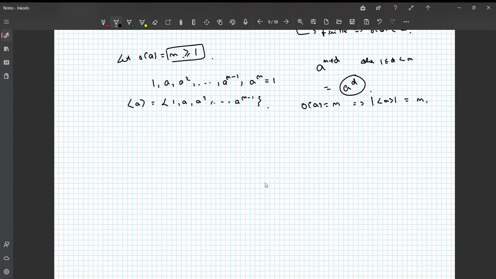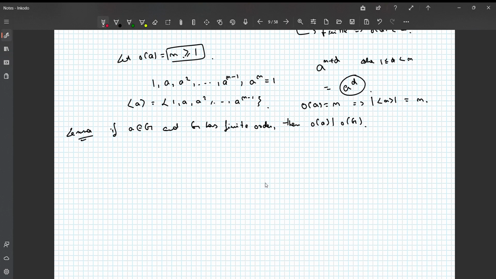Now notice this. Let me write this as a lemma itself. If A belongs to G and G has finite order, then the order of A divides the order of G. Okay. Now, why is it true?